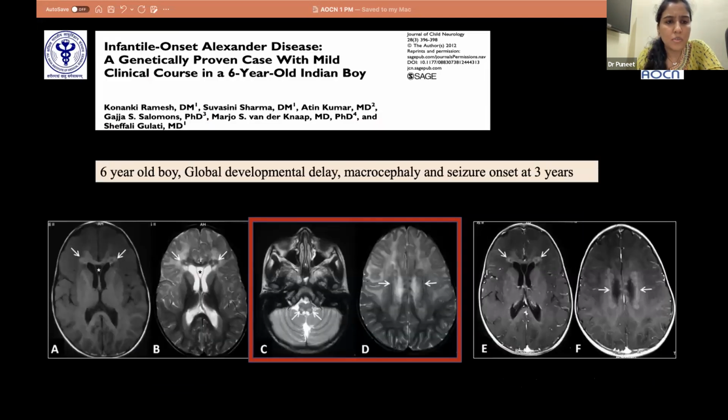So this case is of a 6-year-old boy who had a symptom onset in infancy, presented at 6 years to us with global developmental delay, macrocephaly, and seizures. So apart from the findings we discussed in the previous slide, we can see two other findings in the form of the nodular hyperintensity seen in brainstem here in the medulla, and this hypointense periventricular rim, which is known as the ventricular garland.